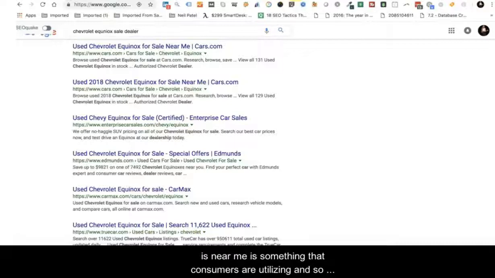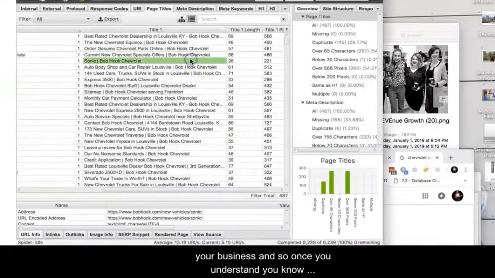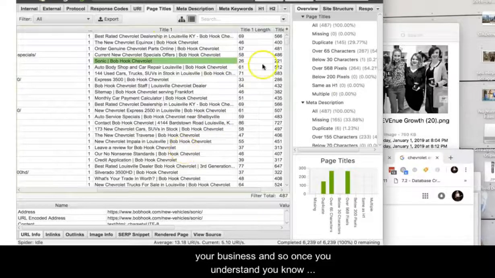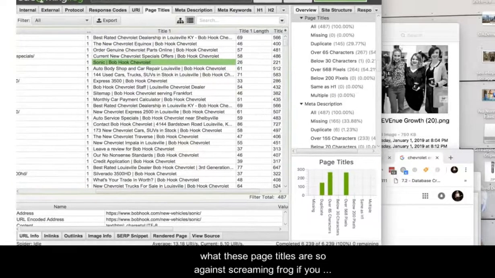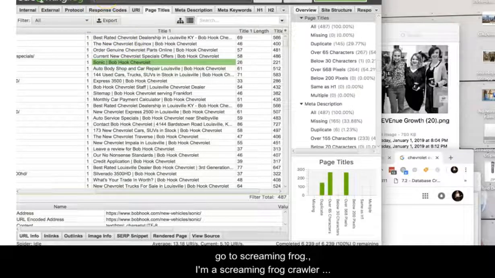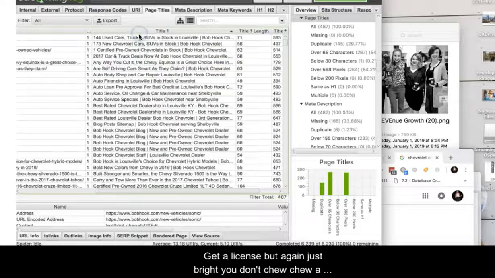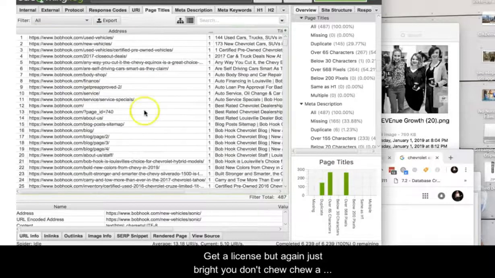And so we're going to start segueing into the next part of auditing your business. And so once you understand what these page titles are. So again, Screaming Frog, if you go to screamingfrog.com or Screaming Frog Crawler, download this and you're going to be able to crawl your website. If it's more than 500 pages, you will have to get a license. But again, just chew a little bite off first.